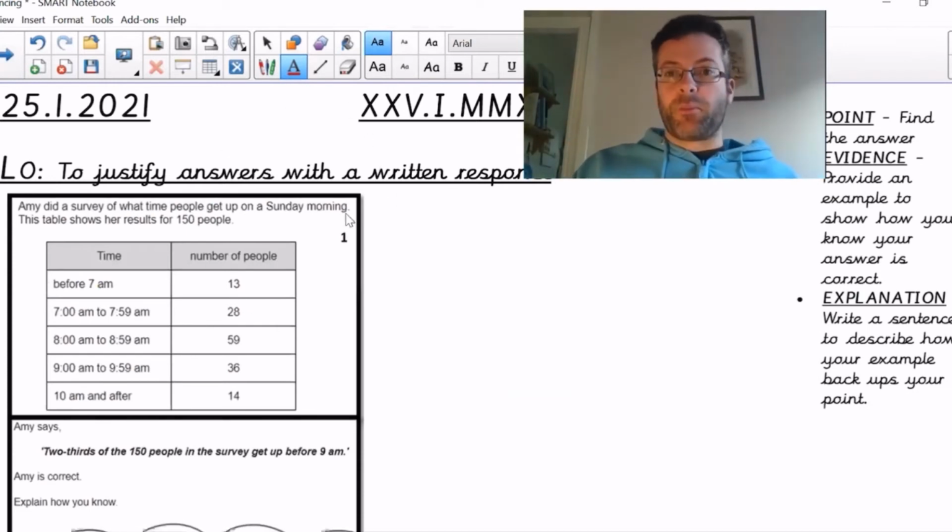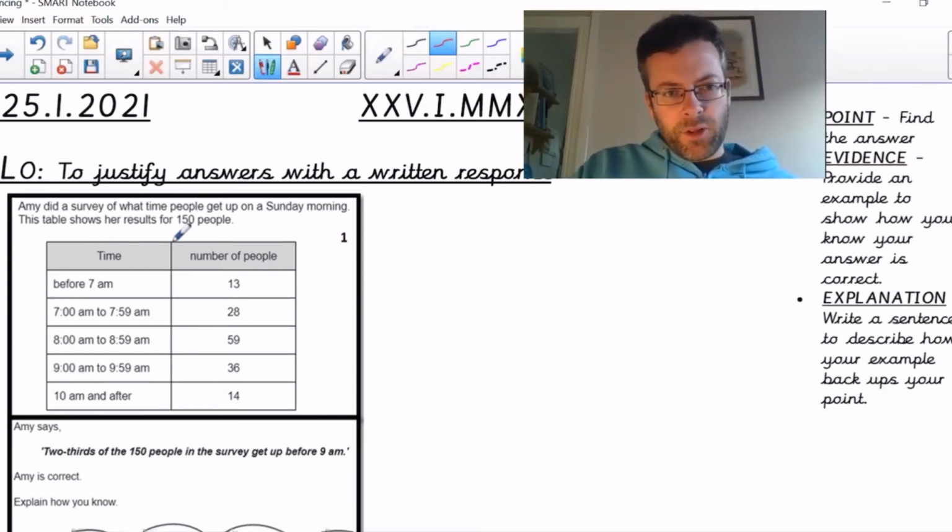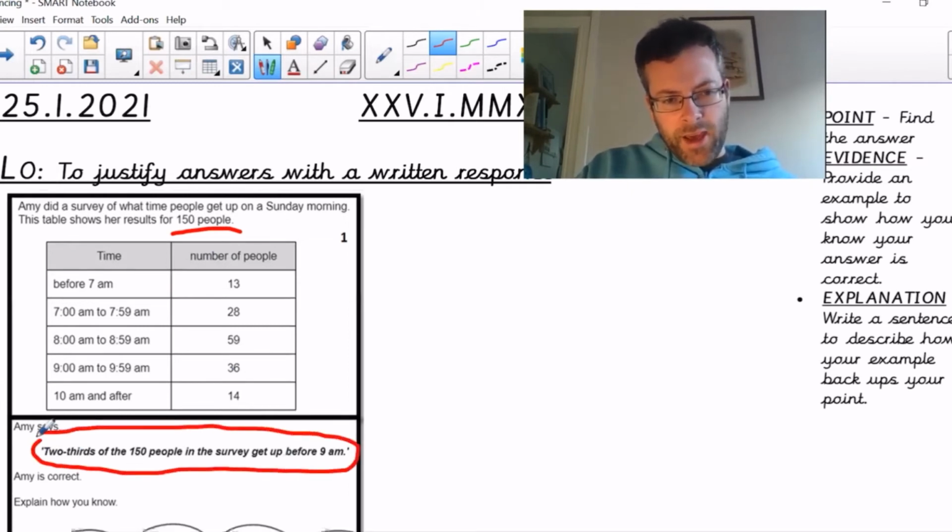So this one is from Go, so again a bit trickier. Amy did a survey of what people get up to on a Sunday morning. This shows the table for 150 people. Then it's got all the times. Amy says 2/3 of the 150 people in the survey get up before 9 a.m. So 2/3 of 150. So I think I need to work out what 2/3 of 150 is.